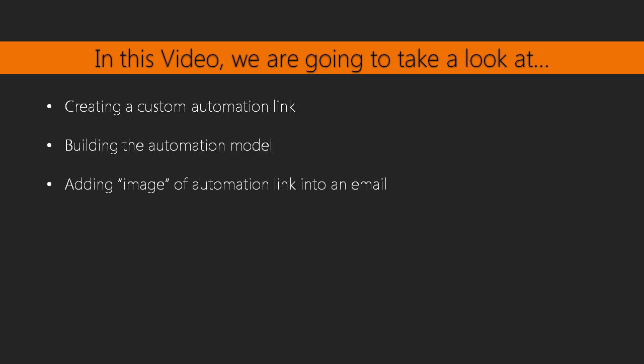So we're going to look at building a custom automation link, the automation model for it, and then adding a quote image of this automation link into the email. You'll see what I mean when we get into it here.